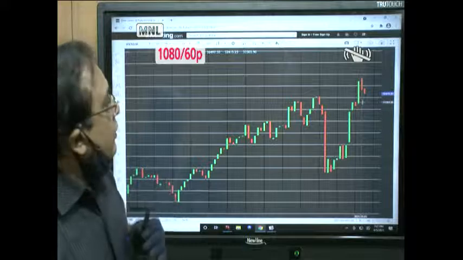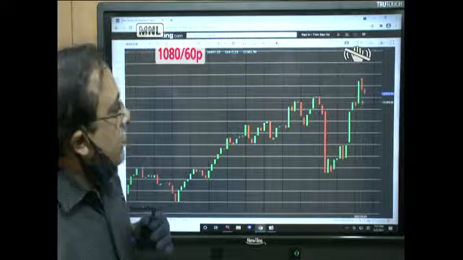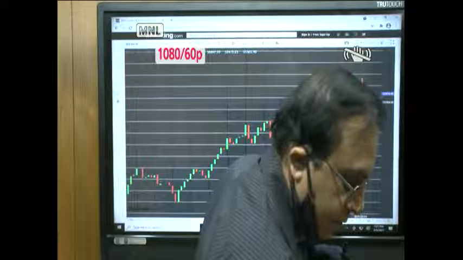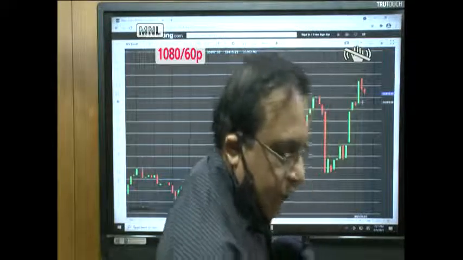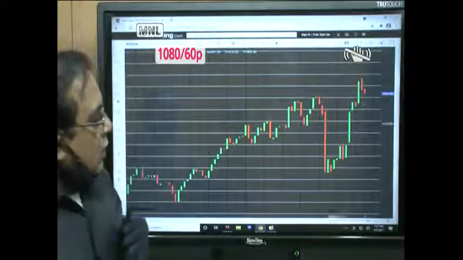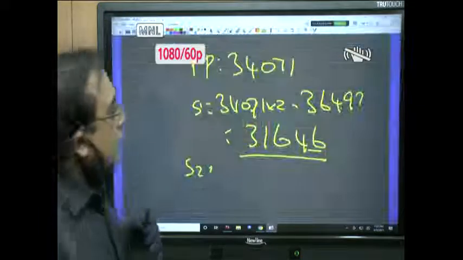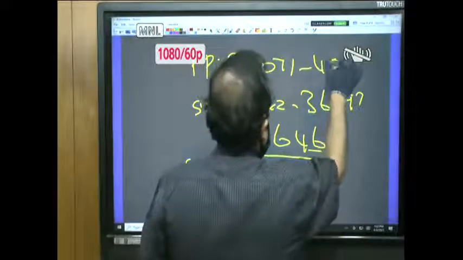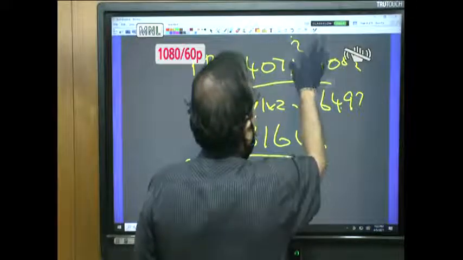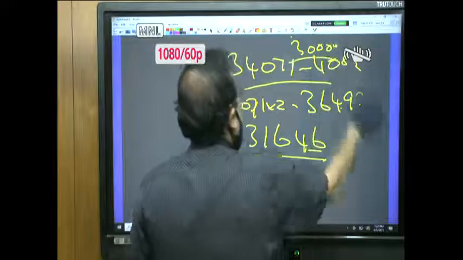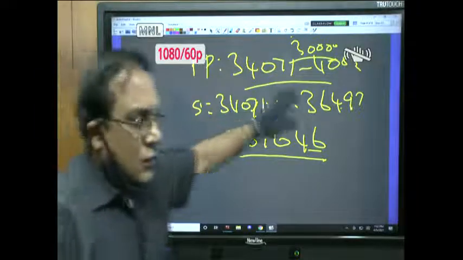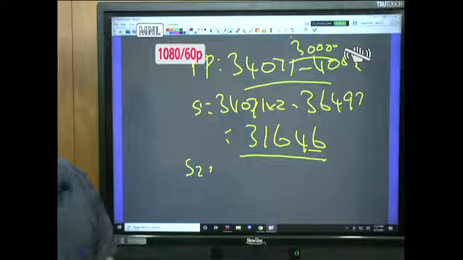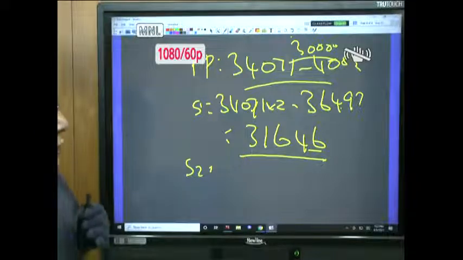36,497 minus 32,415, it's approximately 4,082 points. So this minus 4,082, so we should take it clearly towards the 30,000 mark, which could be another 5 to 6% down from this place. So it need not go up to S2, it could stagnate between S1 and S2.